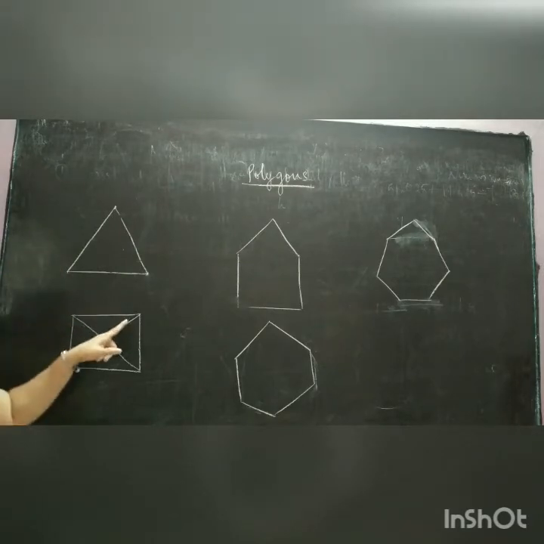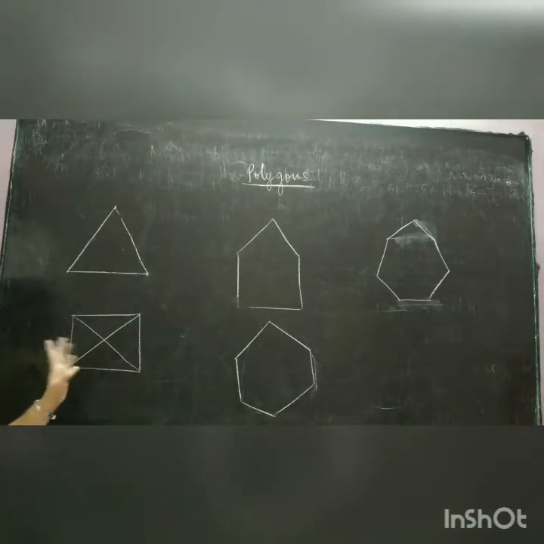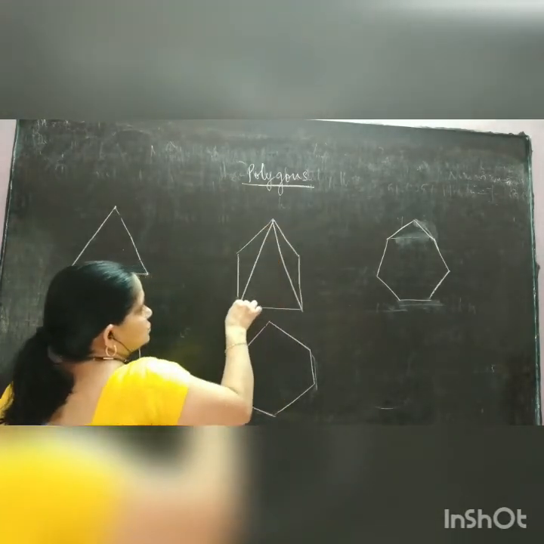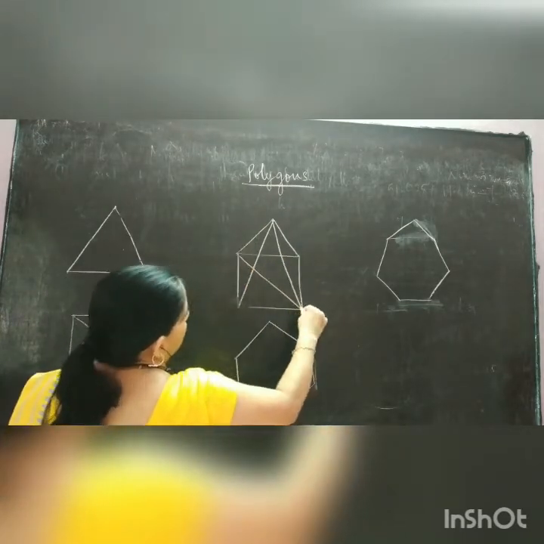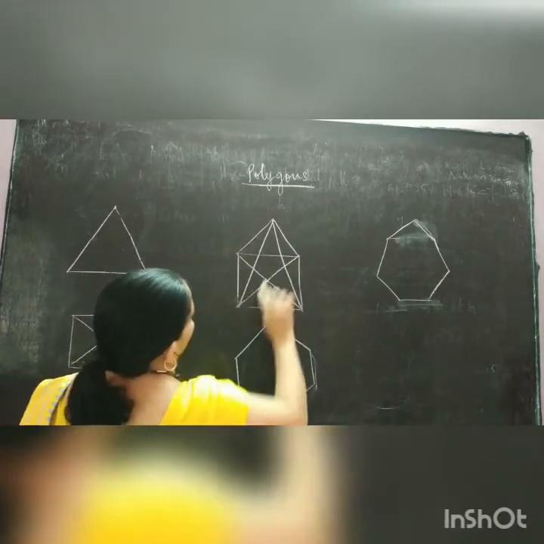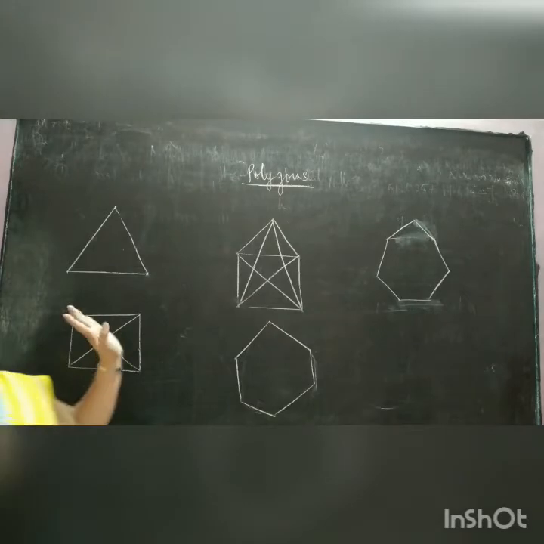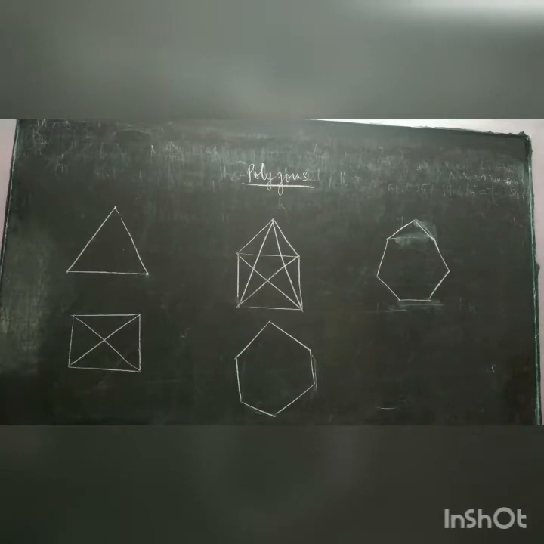Here line joining non-consecutive vertex is called a diagonal. Here 2 diagonals, here this, here 1, then 2, then here 3, 4, then 5. 5 diagonals can be drawn. So diagonal is line joining non-consecutive vertex of a polygon.